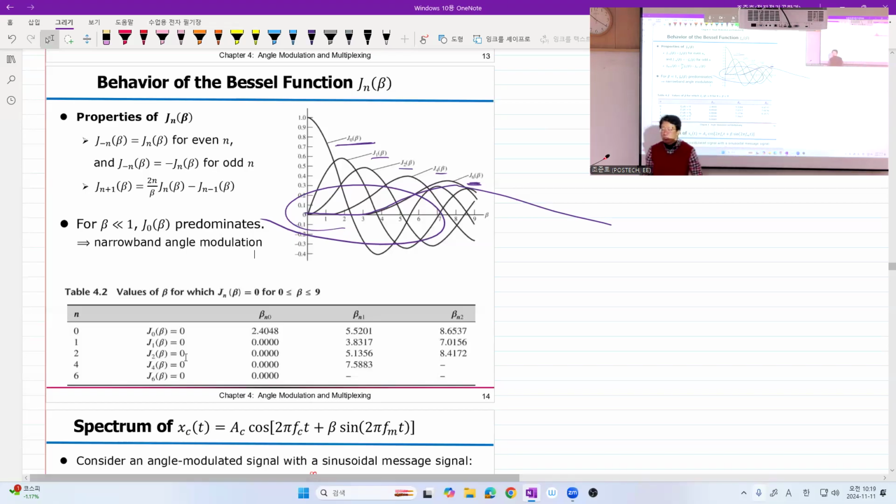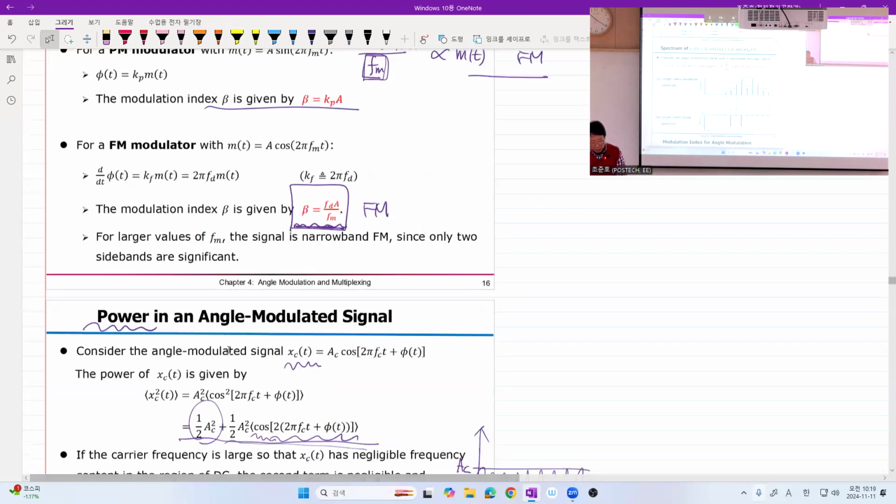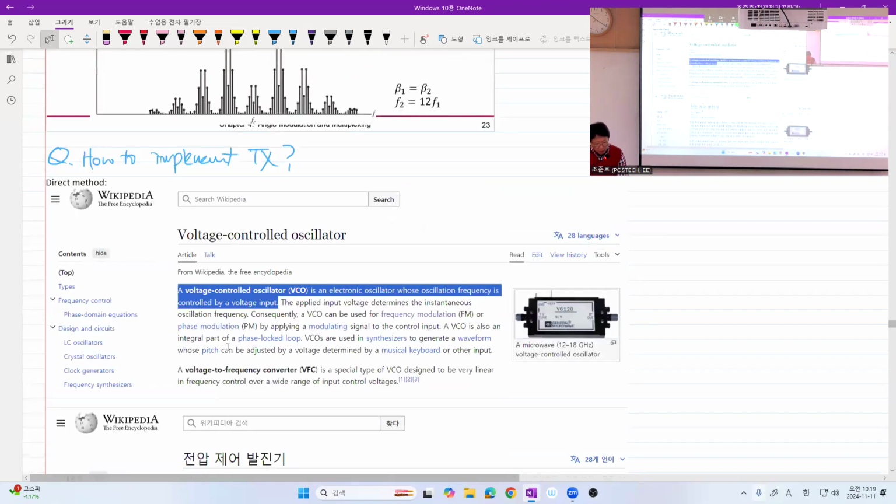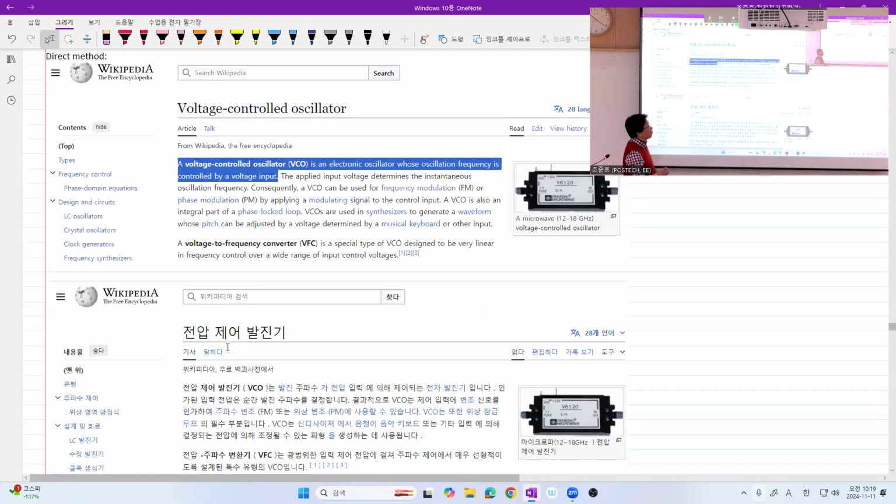Why? Because these engineers on the left side of the building successfully devised some equipment called a voltage controlled oscillator.